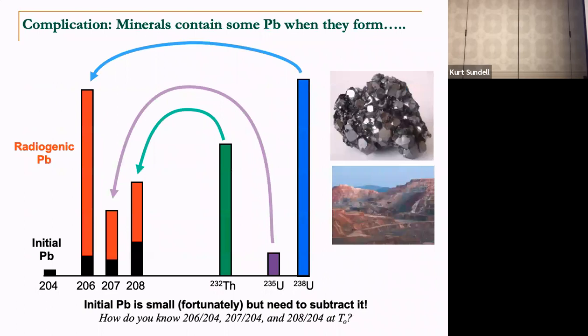Okay. Any ideas on how we're going to work through this? This might be for the winners and learners, people who have thought about this a bit more. We need some way to correct, to get rid of that lead-204, basically subtract it out of the system, and do the same for our 206, 207, and 208. Subtract out the common lead.